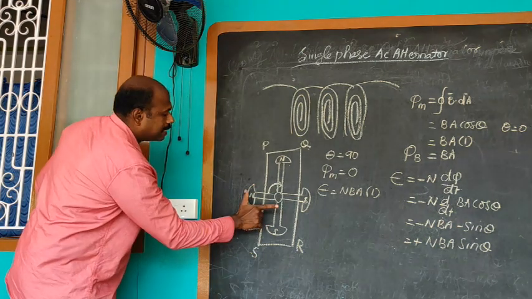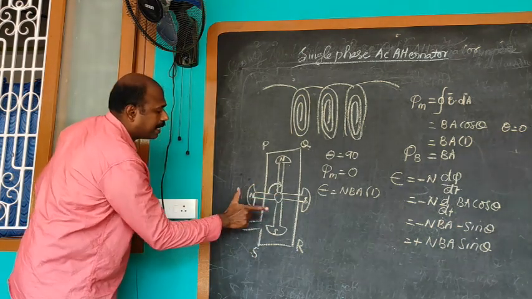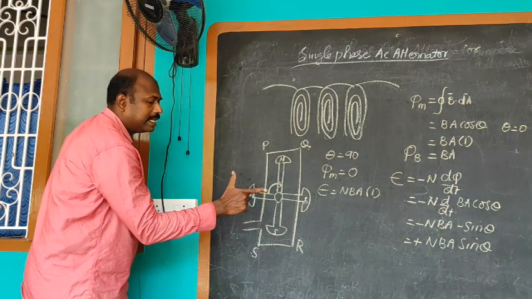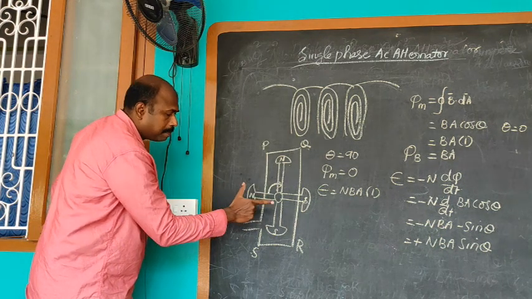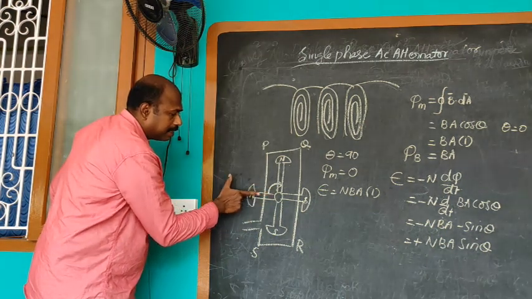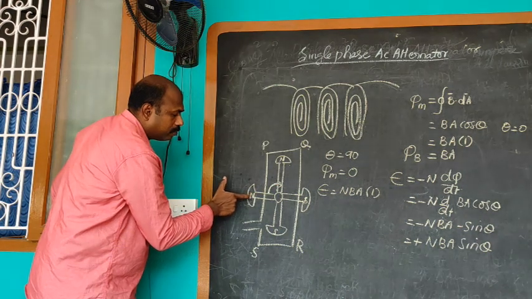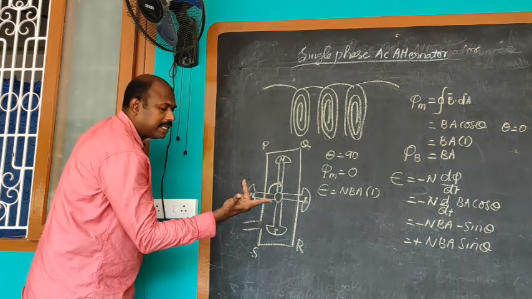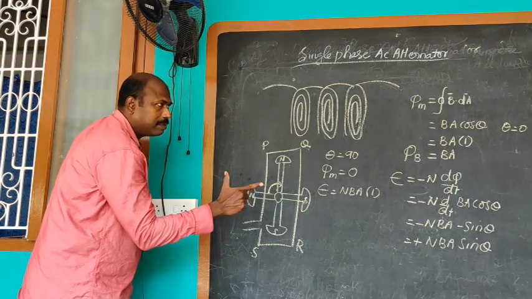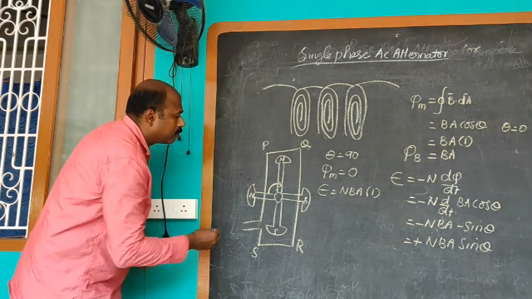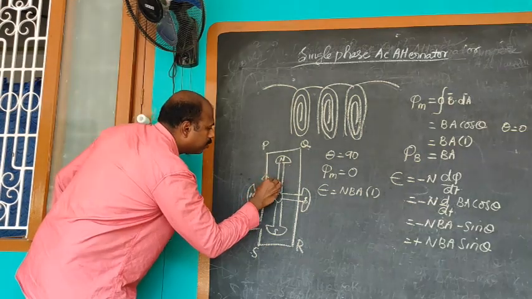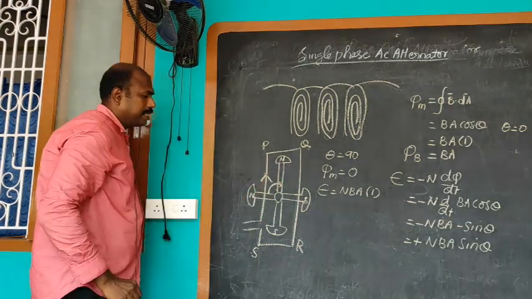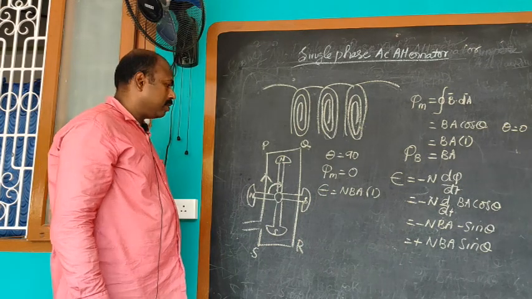The thumb points the direction of the mechanical force applied, and the index finger shows the direction of the magnetic field. It flows from north to south pole. Then the middle finger gives the direction of the EMF induced in the circuit. So the EMF induced in the circuit should be in the clockwise direction.